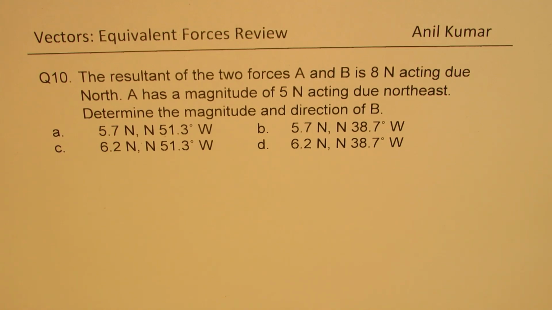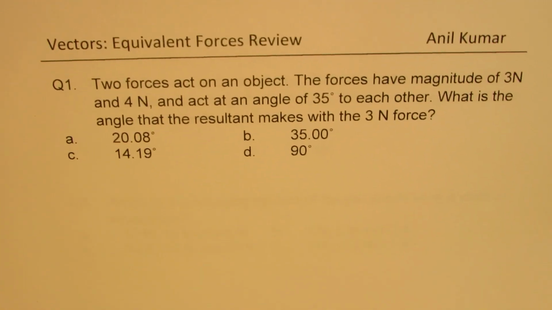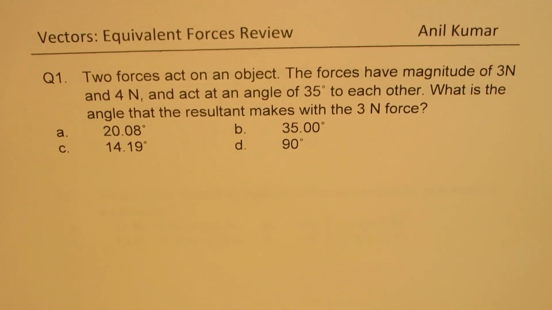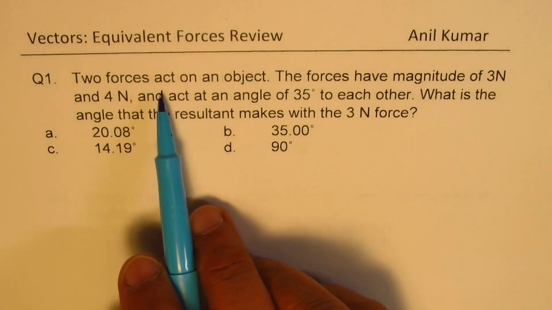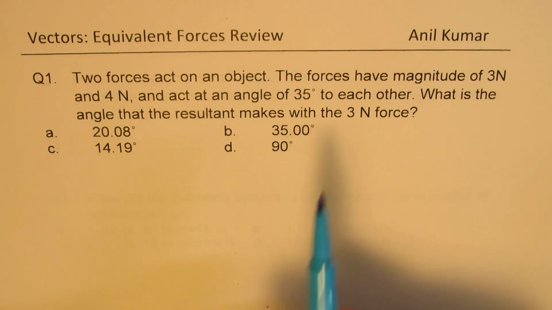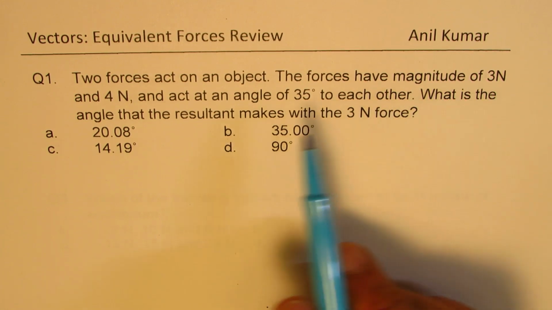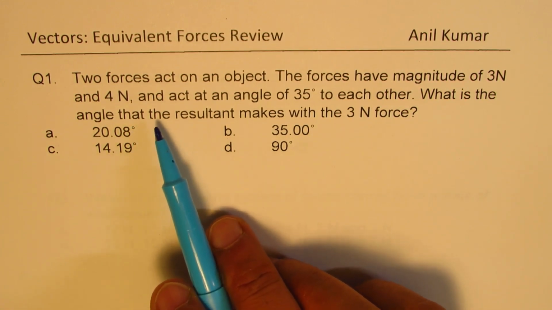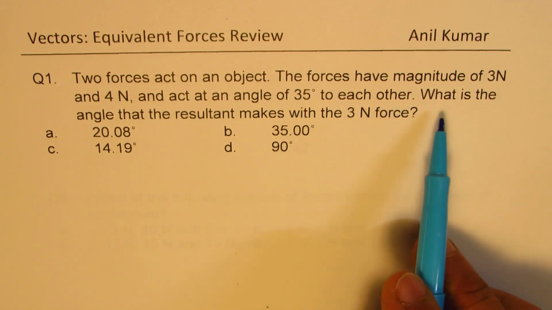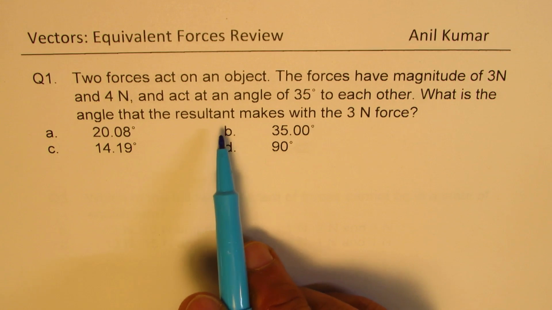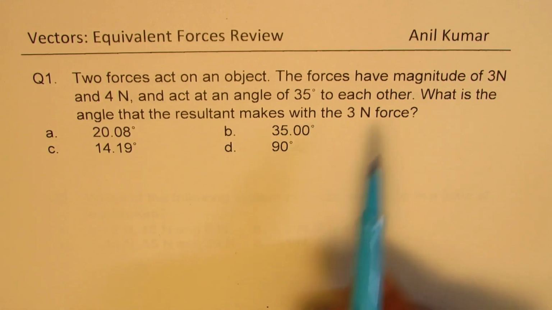So I hope you find these questions interesting and useful. You can actually solve them first and then look into my solutions. We'll begin with the solution of the very first question now. Two forces act on an object. The forces have magnitudes of 3 newtons and 4 newtons and act at an angle of 35 degrees to each other. What is the angle that the resultant makes with the 3 Newton force?